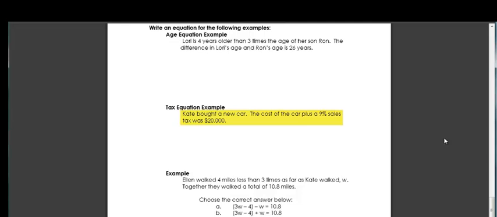And it says the cost of the car, which is our C, plus, so let's put a plus, 9% sales tax was or is $20,000? Okay, so it's the 9% sales tax that could mess some of you up. When you take percentages of something, you have to multiply that something. So the cost of the car, we have to apply the 9% sales tax to.